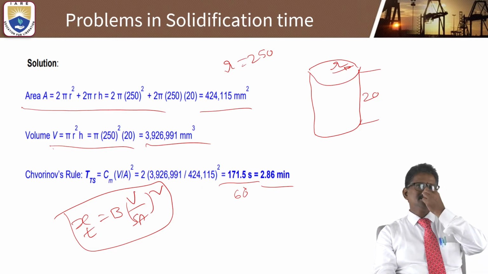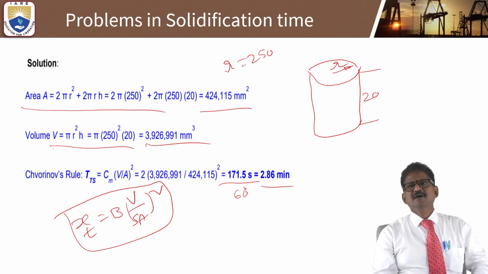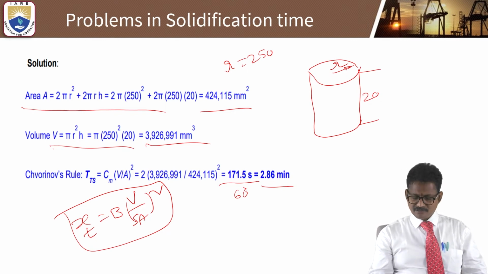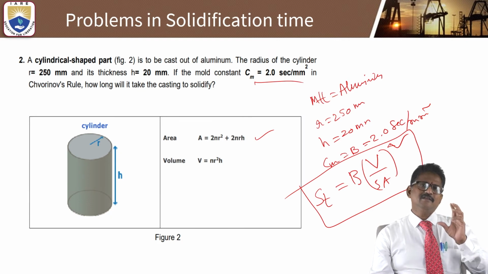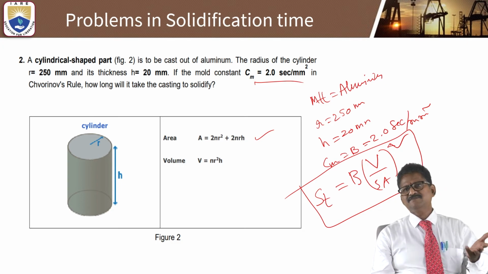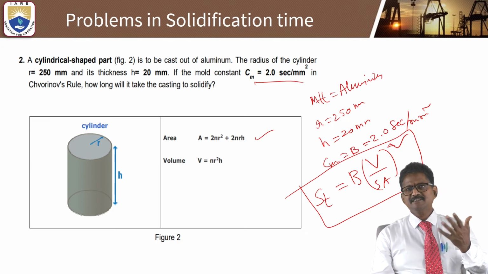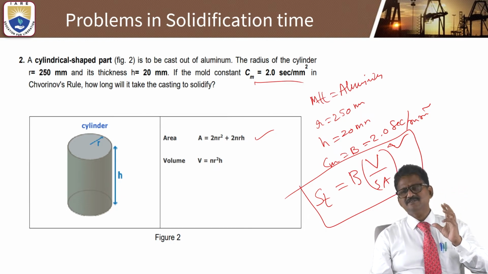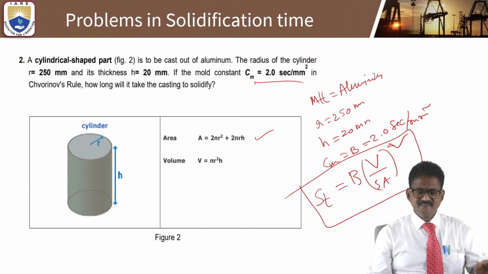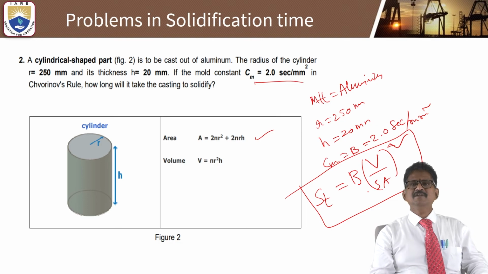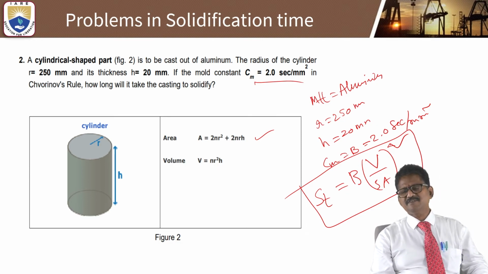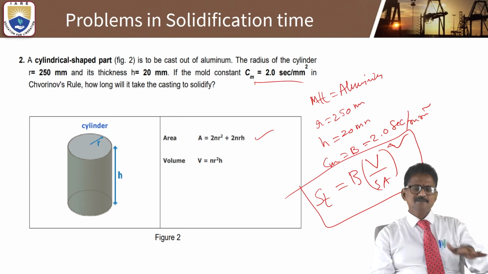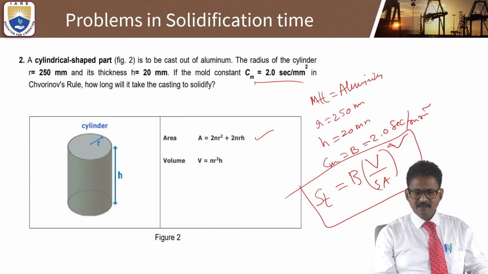So this is how we can determine it with a simple formula, and how you solve this problem. A cylindrical shaped part is to be cast out of a metal, aluminum. The radius is given as 250 mm, and thickness is 20 mm. If the mold constant Cm is equal to 2.0 seconds per mm square, in this Chvorinov's formula, t is B into volume by surface area whole square. With this formula you can easily determine how much time it will take for the casting to solidify.